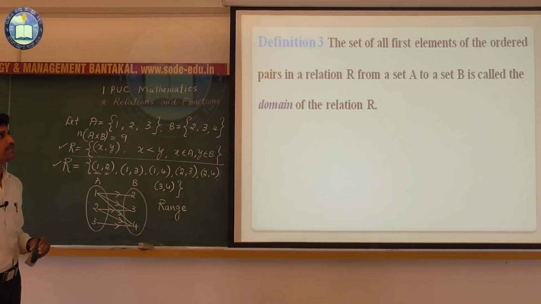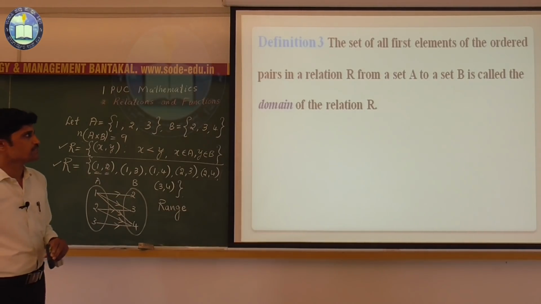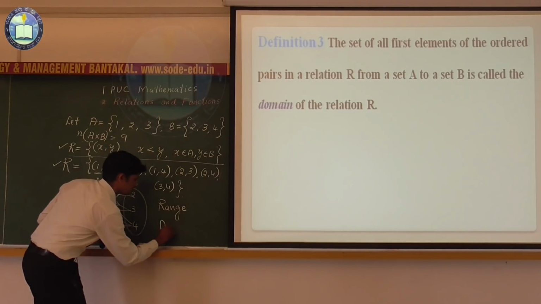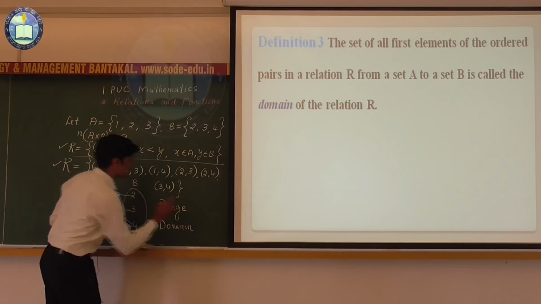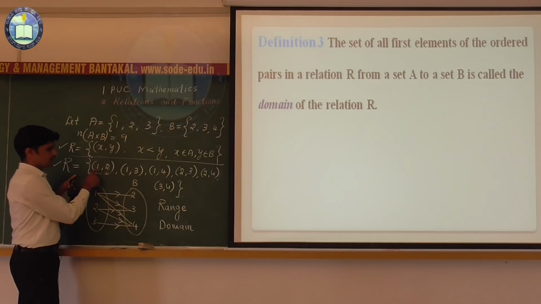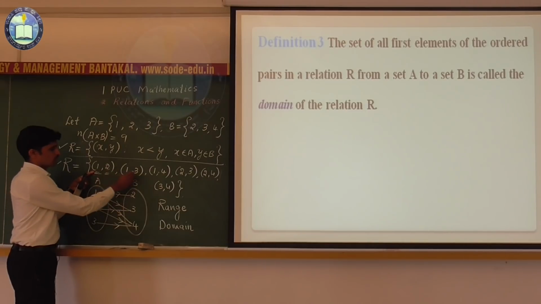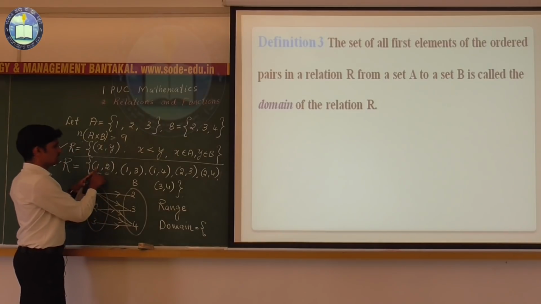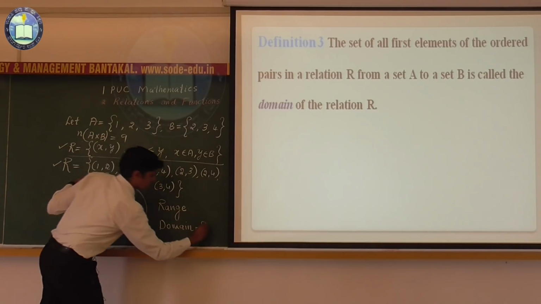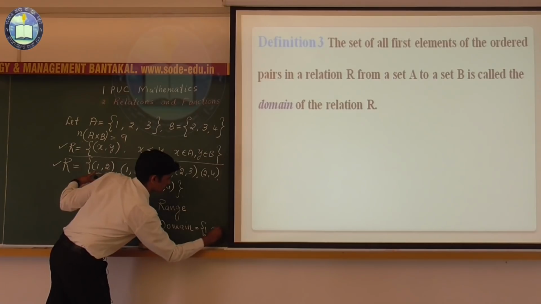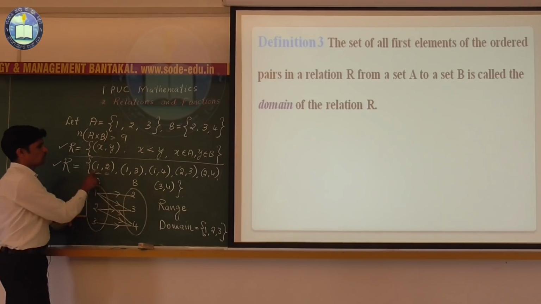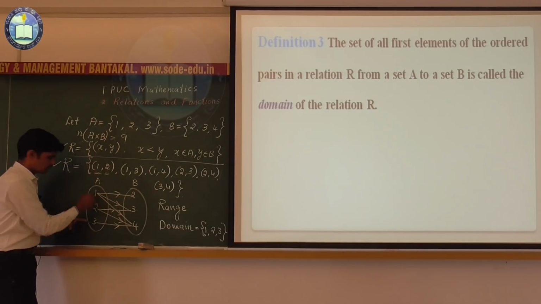The set of all first elements of the ordered pairs in a relation R from a set A to a set B is called domain of the relation R. What do you mean by domain? Domain is the set of all first elements in the relation R. Here we can see R where the first elements are 1 and 2. So domain is having the elements 1, 2 and 3 here. So domain is equal to 1, 2, 3. That is set A here. Set of all first elements in the ordered pairs of R is called domain.